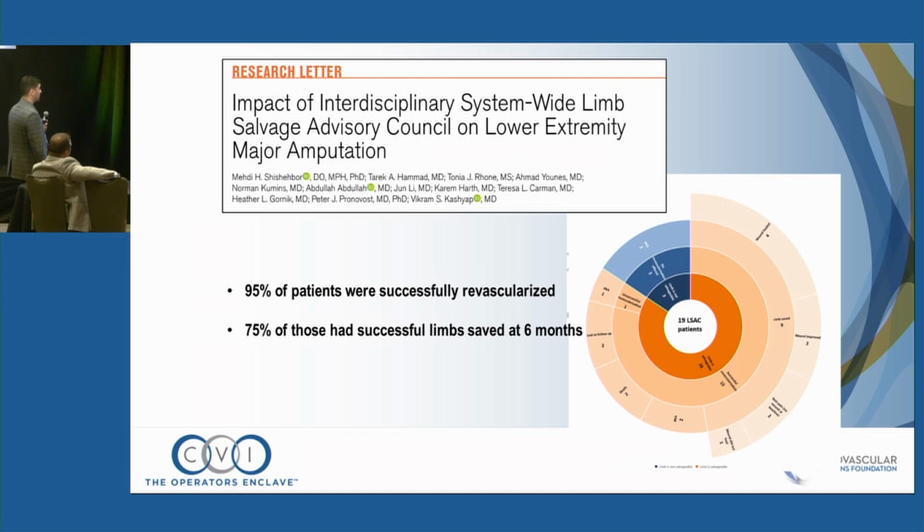This is our experience at UH in 2019, which we published in Circulation. In 2019, we had 19 patients referred to LSAC. 3 of them were deemed non-salvageable and underwent amputation. Out of the 16 left, 1 had an unsuccessful attempt, but 15 had successful attempts, so 95% successful revasc. And of these, 75% had their limb saved at 6 months.